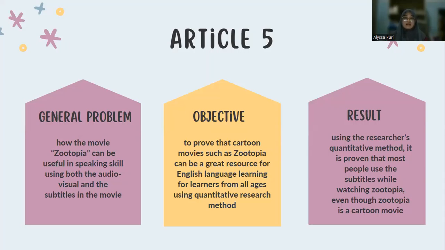The result of Article 5 is that people are helped to understand more of the languages using Zootopia by using the subtitles, and it can also help with vocabulary enrichment. It can also be a good movie for family bonding and an alternative way to teach children about English vocabulary because Zootopia is a cartoon movie and people from all ages can watch it freely.